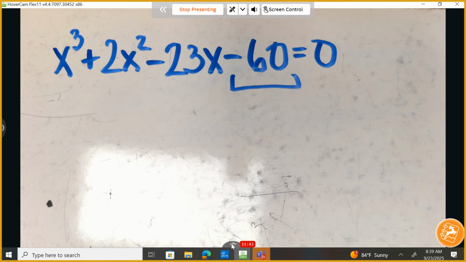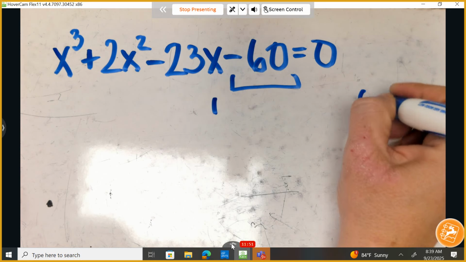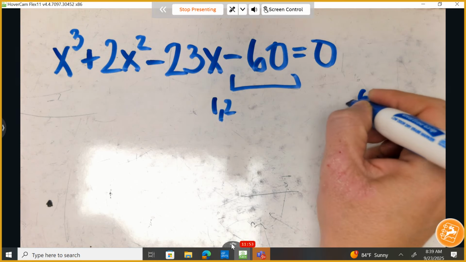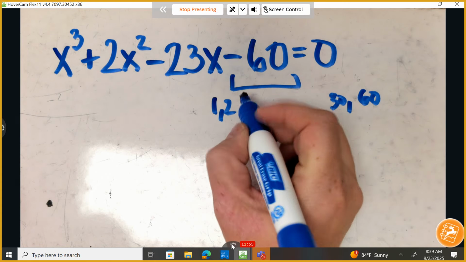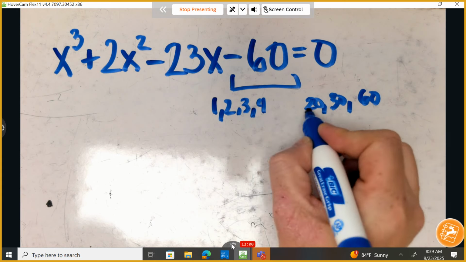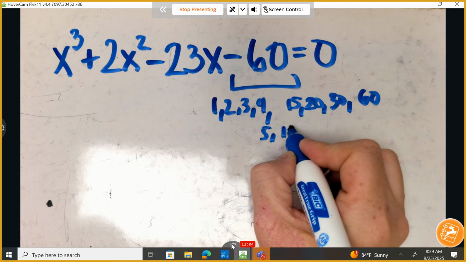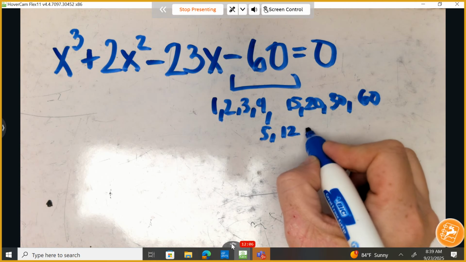In this last example, I'm going to show how working as a team or with the students in front of us can help save time. Let's first start by coming up with the factors of 60. 1 and 60, 2 times 30, 3 times 20, 4 times 15, 5 times 12, and 6 times 10.